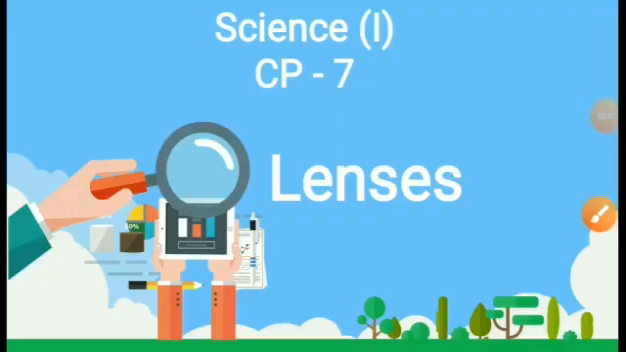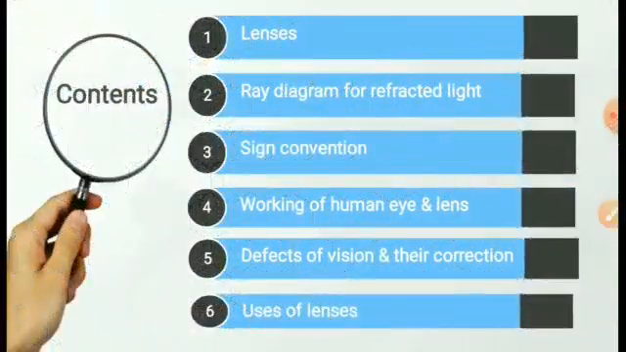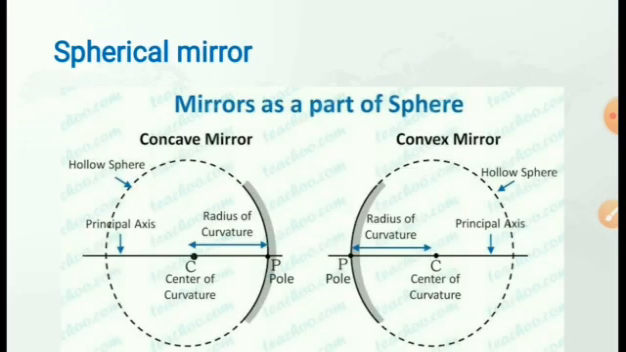Good morning, students. We are studying Science 1 and we have started with the new chapter, that is chapter number 7, Lenses. These are the following contents that we are going to study in detail in this chapter. But let us see the basics about the spherical mirror that we have studied last year.